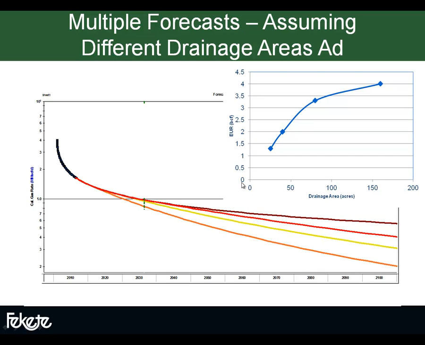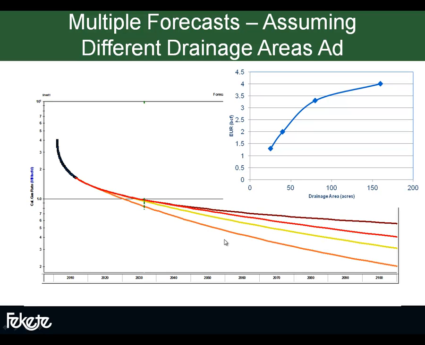And then to show that we have uncertainty in this interpretation, we have to generate multiple forecasts for different drainage areas. And the inset plot on the top right is indicating that if we choose different starting drainage areas, or different ADs, we get different EURs associated with those. And that's what each of these different type curves or different forecasts represent.